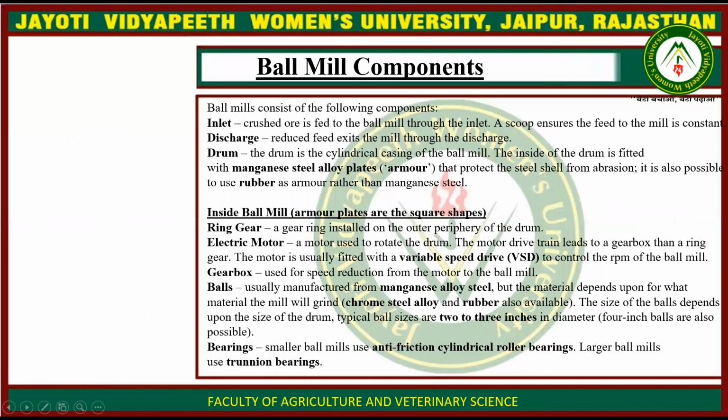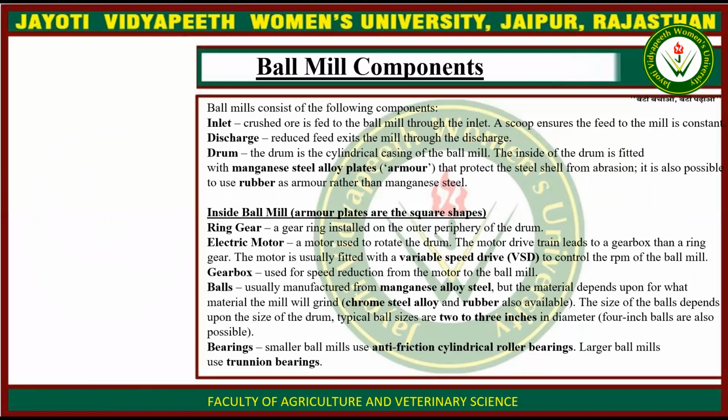Then the components of the ball mill. Ball mills consist of the following components, that is, inlet, discharge, and drum. Crushed ore is fed to the ball mill through the inlet. A scoop ensures the feed to the mill is constant and discharge is reduced. Feed exits the mill through the discharge.